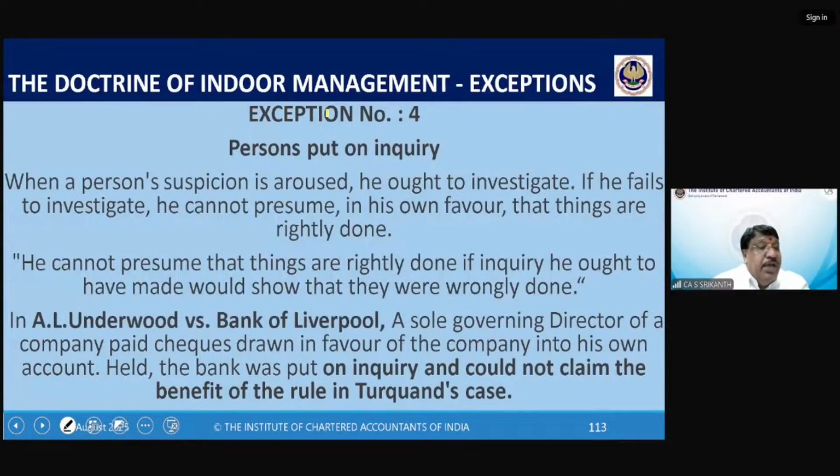If he fails to investigate, he cannot presume in his own favor and say doctrine of indoor management. Hey, how do I know or not? No. So, in English, we have an idiomatic phrase which says something smells fishy. There's a fishy smell. Something smells fishy. That means there's something wrong here. I'm not able to say what it is, but there's something wrong here. So I have to make further inquiry.